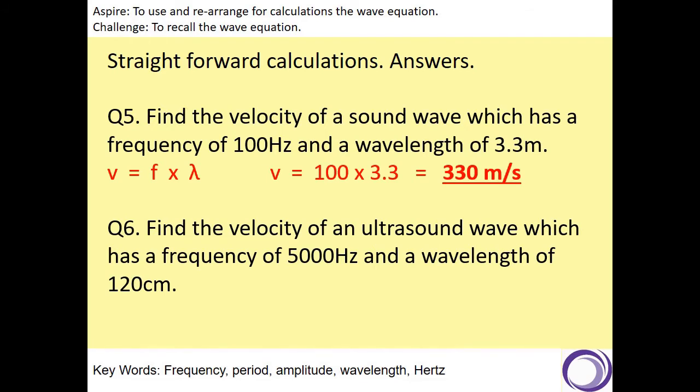Question 6. This time, a little bit of a catch. Be careful because we've been given the wavelength in centimeters, which we can't put straight into the equation. So we've got 120 centimeters, which is 1.2 meters.